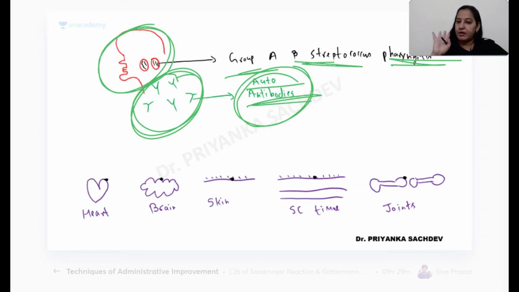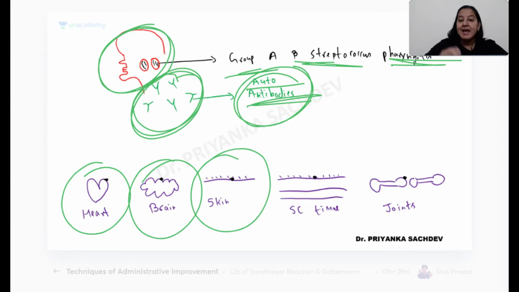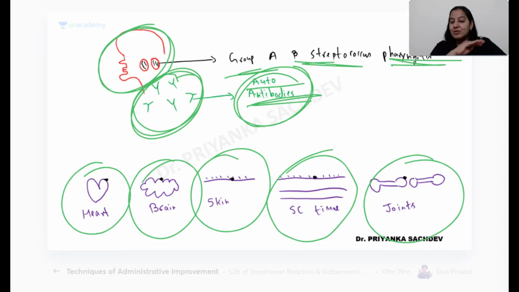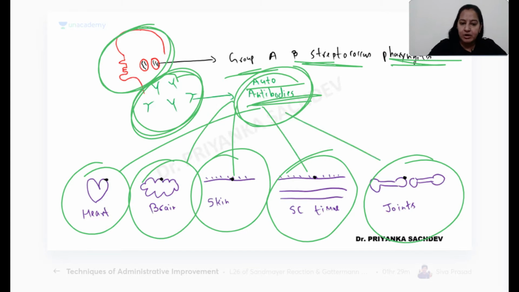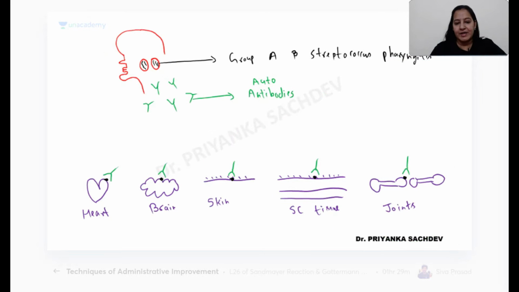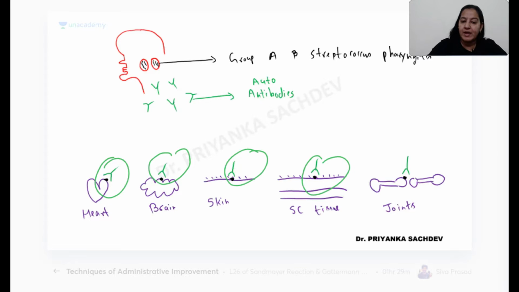So on 5 organs of the child, what are the 5 organs? Number 1 is heart, number 2 is brain, number 3 is skin. Just below the skin there is subcutaneous tissue, and then there are joints. On these 5 organs, the same antigen is present as that of the bacteria. So these antibodies will react with these 5 organs also, because these are autoantibodies. In the diagram I have drawn, the antibodies are reacting with these 5 organs and causing diseases in these 5 organs.